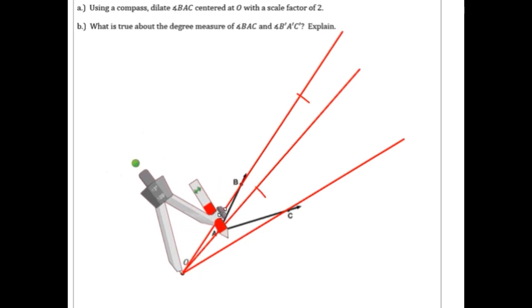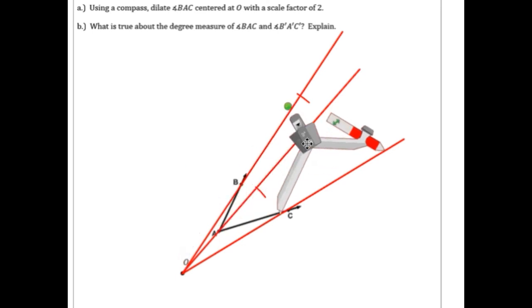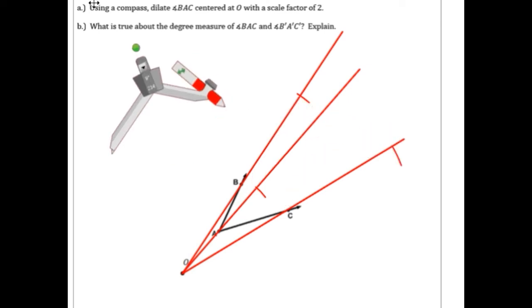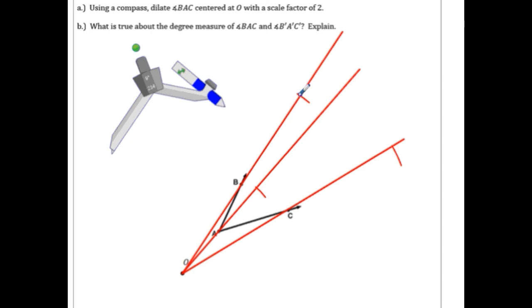And then we have to do C. So we have O to C. Take it out, extend it. Did I make it long enough? Yes, I did. Okay, so let's finish it up. Let's label. So this is going to be B prime and A prime and C prime. And I am just going to connect.